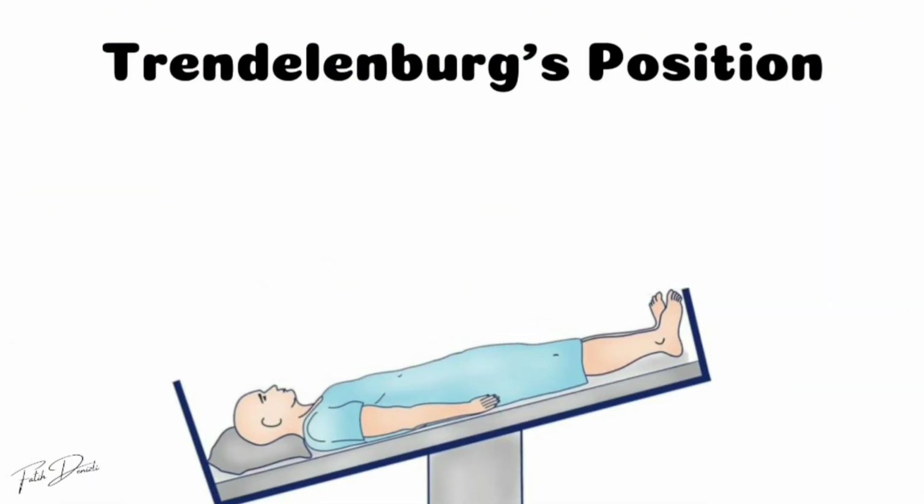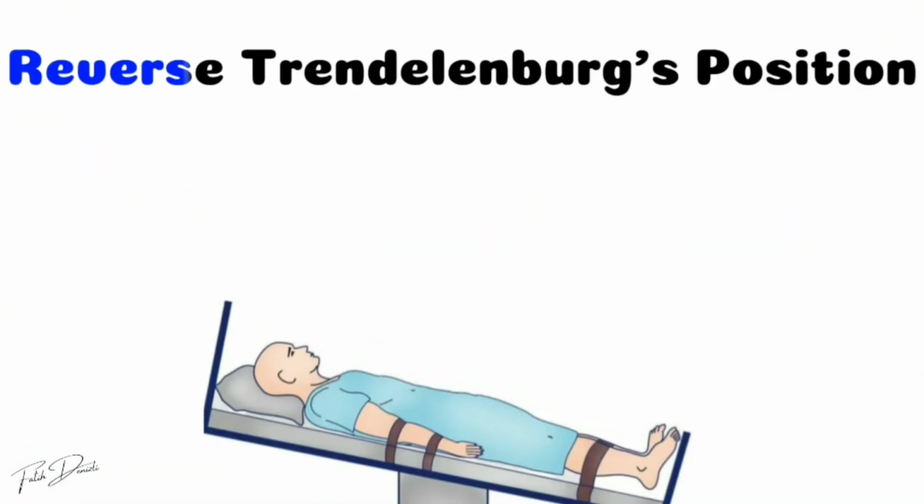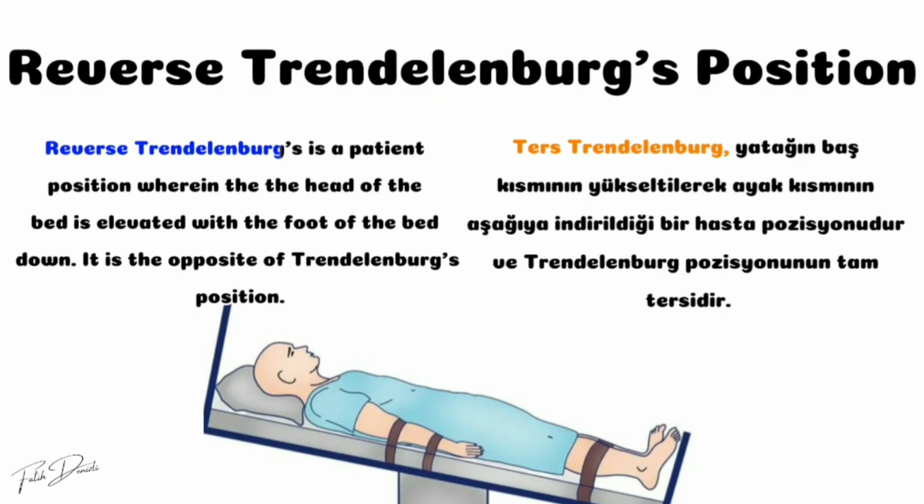Trendelenburg's position. Trendelenburg's position involves lowering the head of the bed and raising the foot of the bed of the patient. The patient's arms should be tucked at their sides. Reverse Trendelenburg's position. Reverse Trendelenburg's is a patient position wherein the head of the bed is elevated with the foot of the bed down. It is the opposite of Trendelenburg's position.